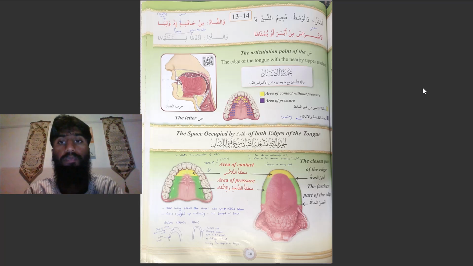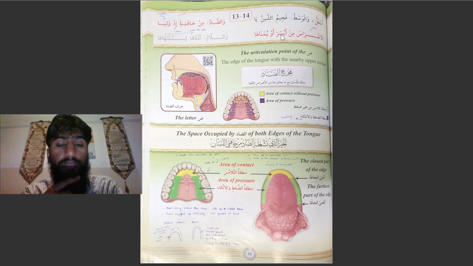Okay, so the Daad is from its sides, when they meet the molars from the right or left and right. Yamin is right and aysara is left.